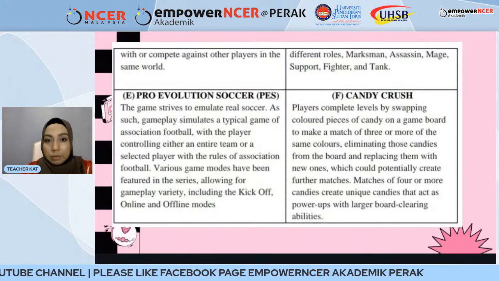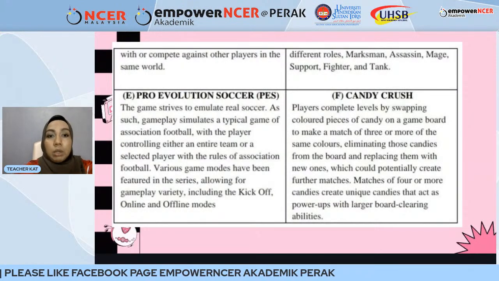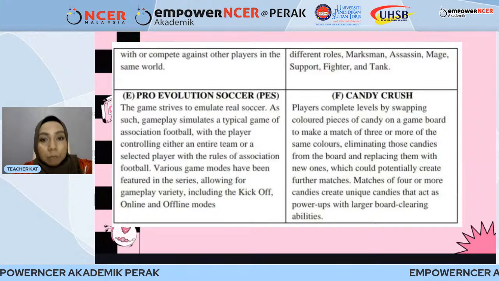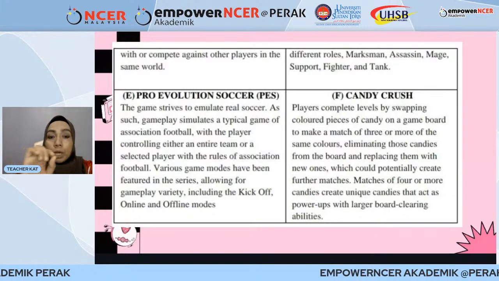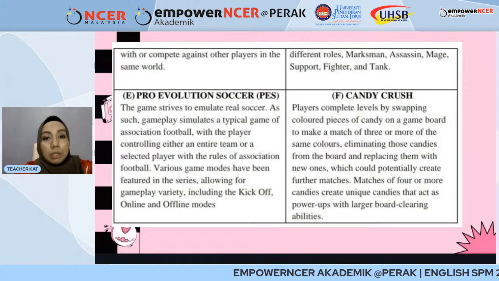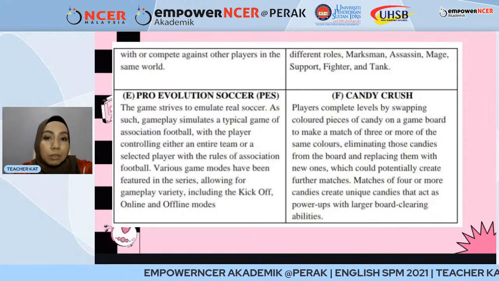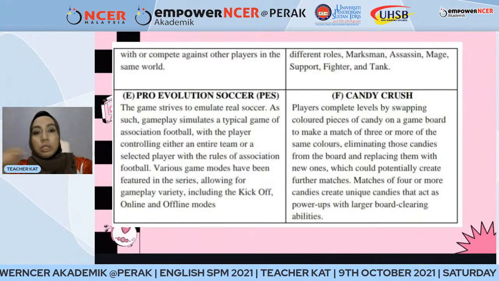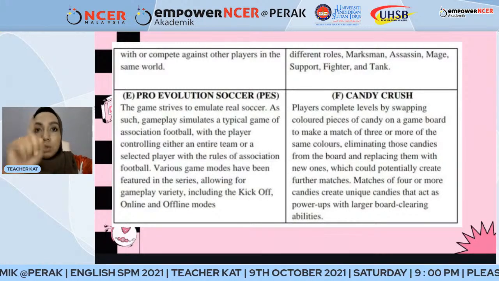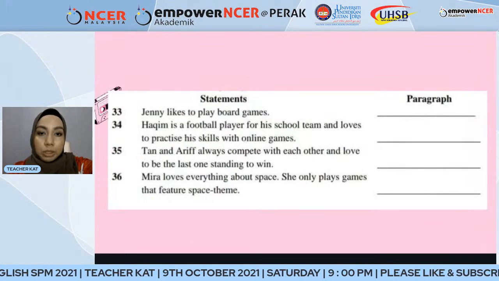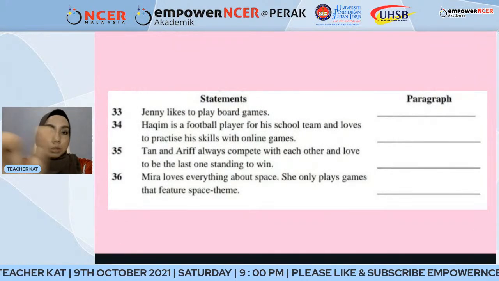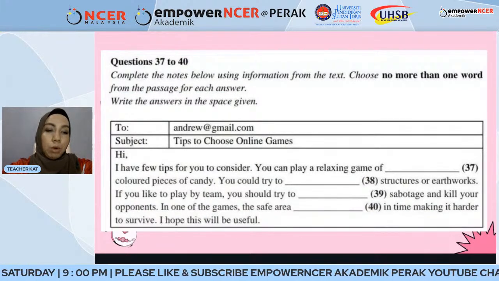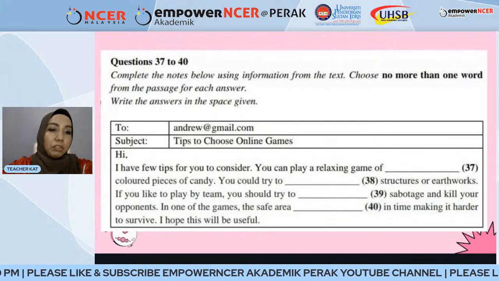We know it is Candy Crush, but what is the word? Look at here. Players complete levels by swapping colored pieces of candy. So the blank comes before the colored pieces of candy. So what is the word that we're supposed to infer from the text? The word is swapping. So that is our answer. I have a few tips for you to consider. You can play a relaxing game of swapping colored pieces of candy.